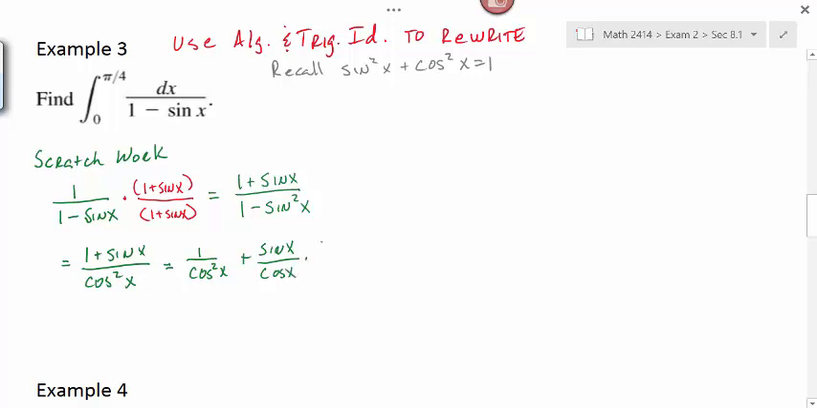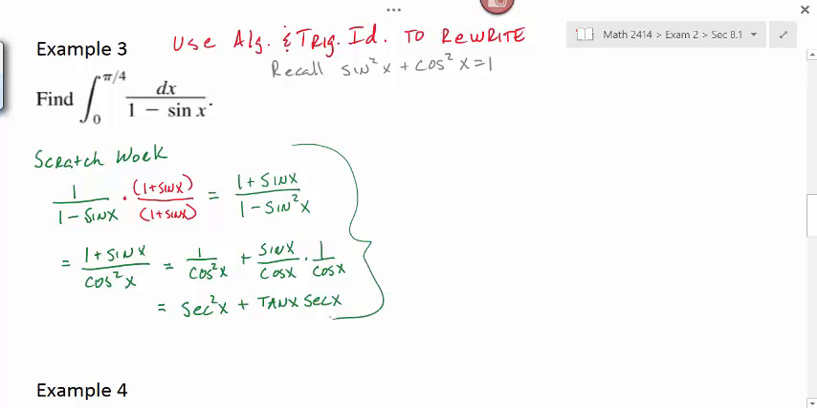But my cosine squared x I'm going to write like this. Do you agree that cosine x times cosine x is cosine squared x, and this is a valid way to write this expression? All I've done is distribute this denominator and put 1 over cosine squared plus sine over cosine squared. There's my sine over my cosine squared. This, using trig identities, can be rewritten as secant squared x plus tangent x secant x.